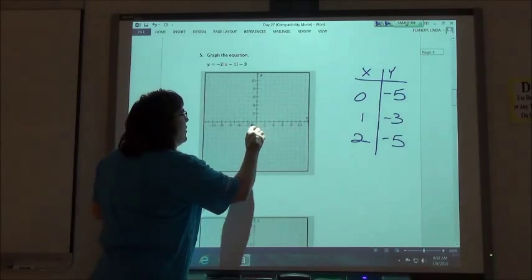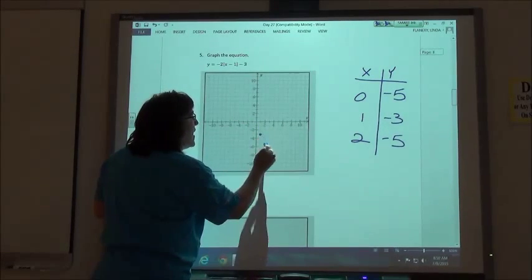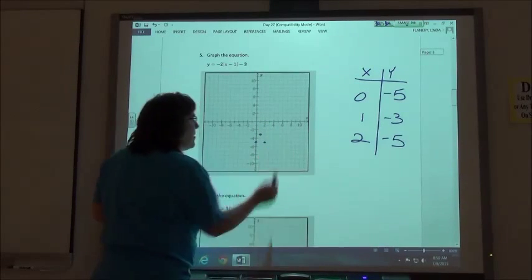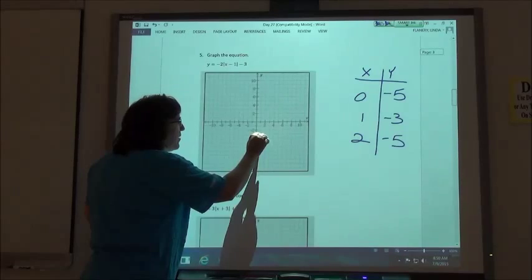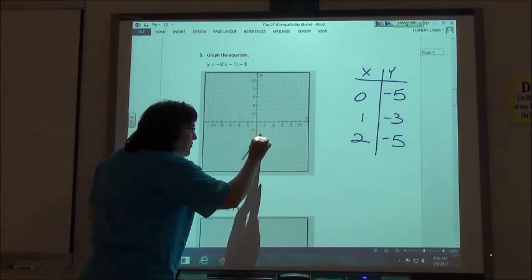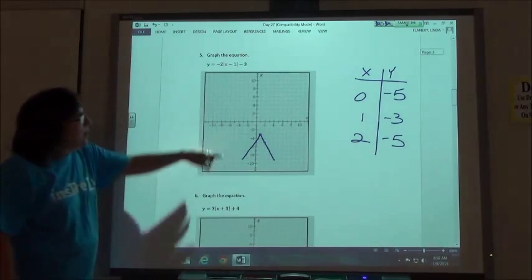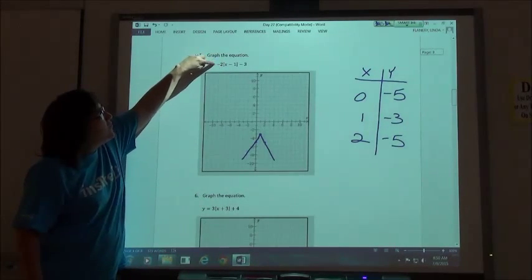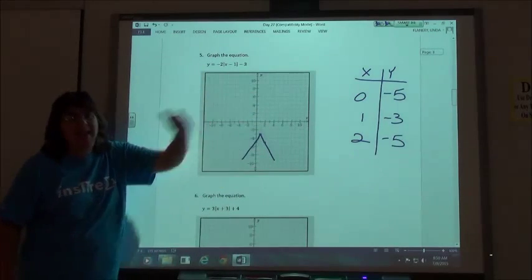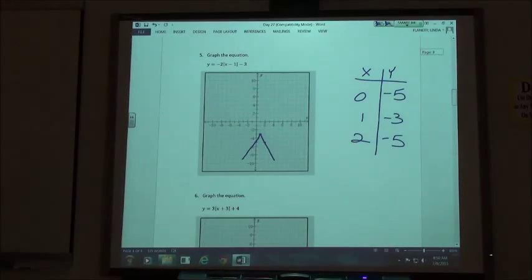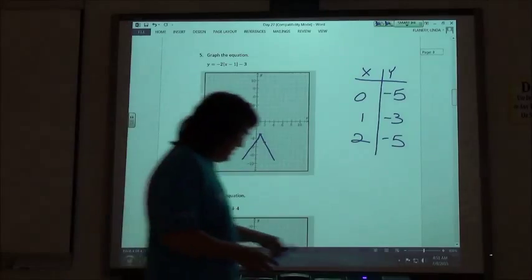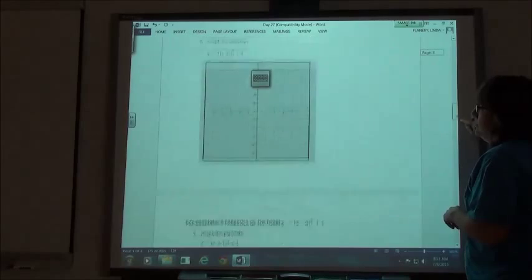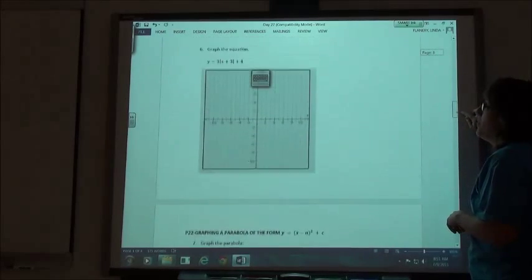So 1 and negative 3 is my vertex, and then 0, negative 5, and 2, negative 5 would be my other 2 points. And I'm going to draw from my vertex through each of my endpoints. And later we'll talk about reflecting, but since there's a negative coefficient in front of my x's, that flipped it across the x-axis, and that's why my V is upside down. Just stay where it's supposed to.